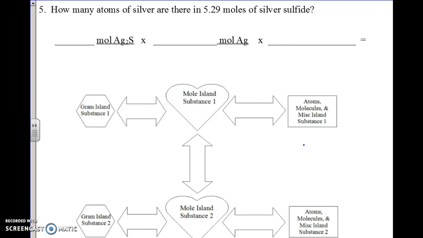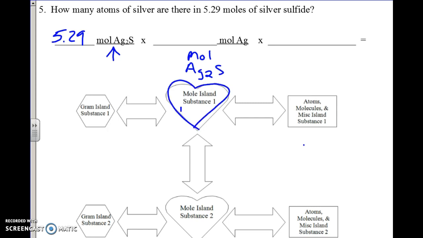So let's start this problem. Like all of our chemical problems, we want to start with the number and the label that they give us. So we're going to start with 5.29 moles of silver sulfide. As in all the problems that we do, whatever label is right there goes on the bottom of the next step. So we put moles of Ag2S right there. So we're at Mole Island right here. This is Ag2S. That's what we have for our substance 1.